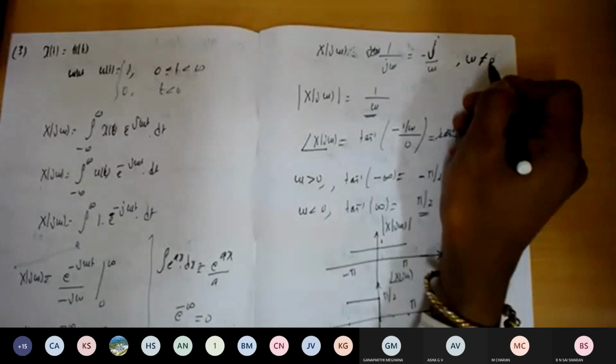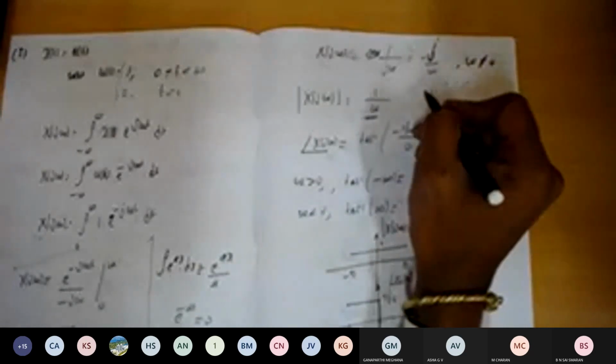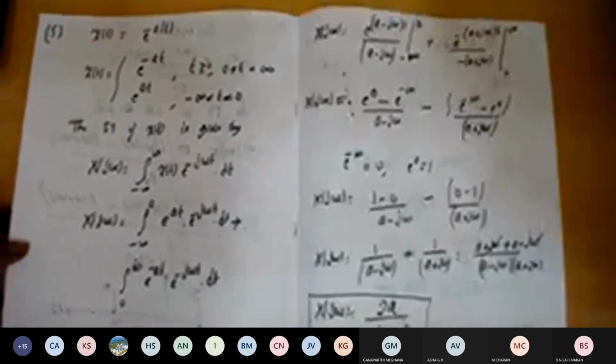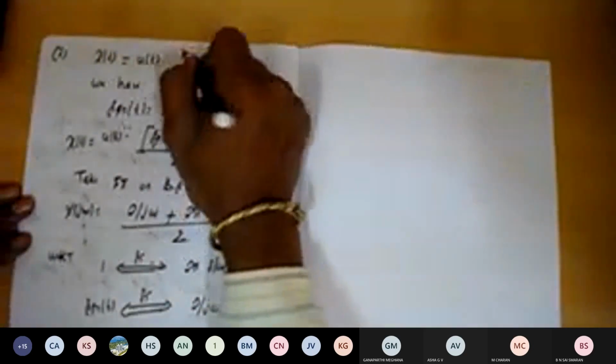In the beginning we did it, but we did not evaluate for omega equal to 0. If I substitute omega equal to 0, it becomes infinity. But in this expression, if you substitute omega equal to 0, we'll get the answer. Done, right? For the Fourier transform of u of t, follow this method instead of that one; this is easier and we can get it directly. So we'll take the next one.